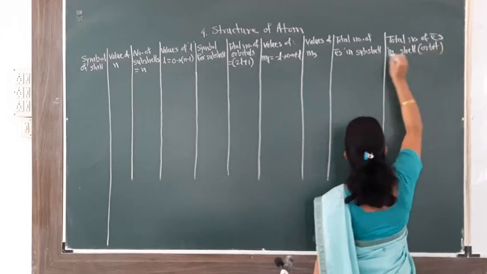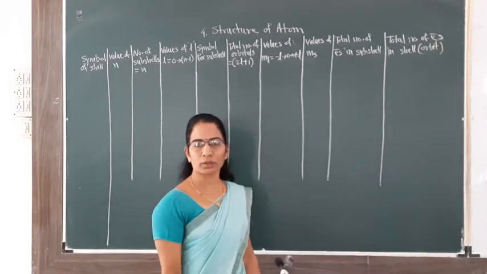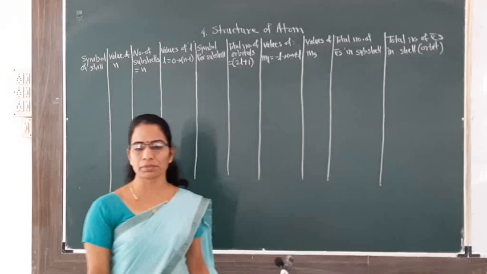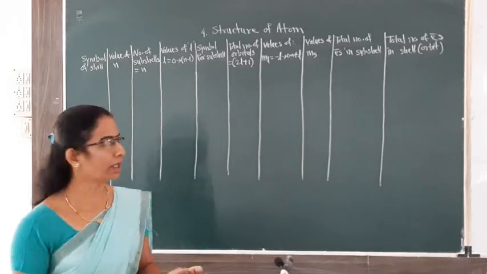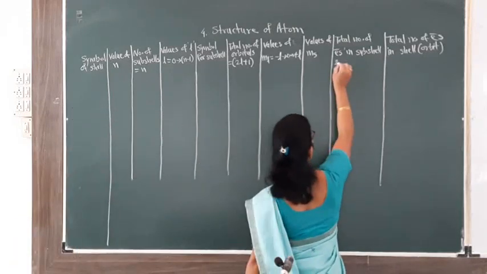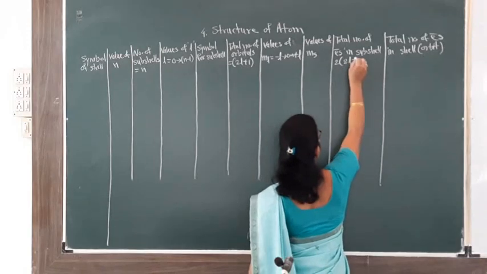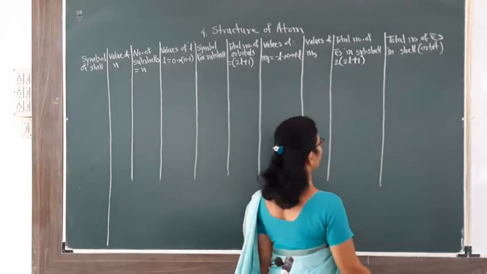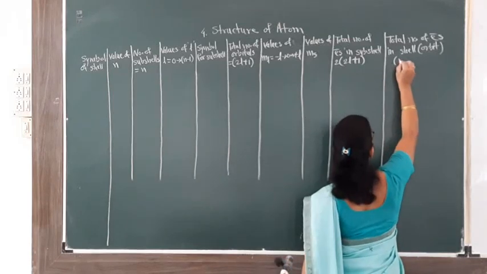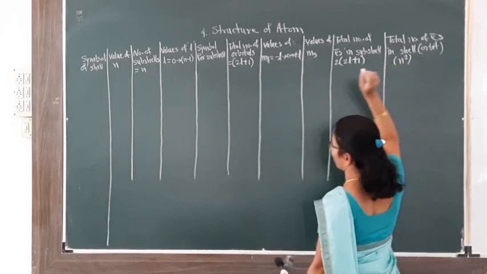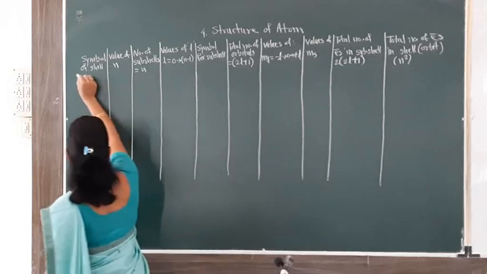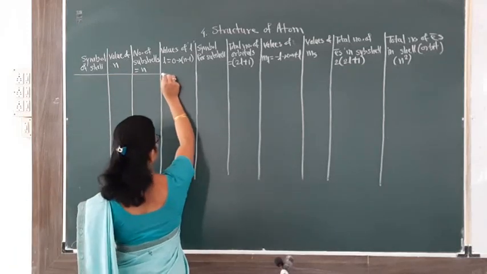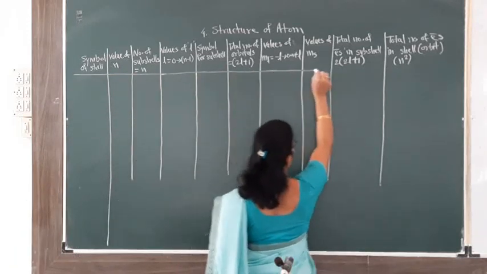Here the total number of electrons present in a subshell is given with the help of the formula 2 into (2L plus 1), while the total number of electrons present in a shell is given with the formula 2n square. We will check whether that shell possesses the correct total number of electrons.